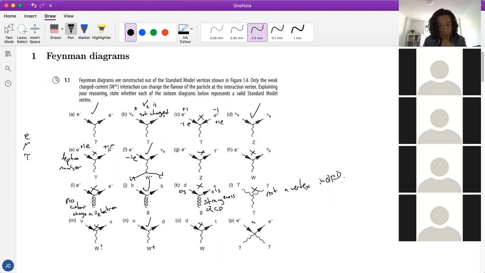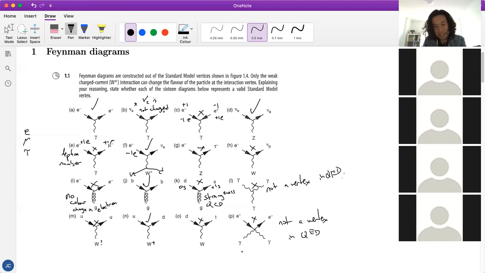Last one, no, because not a vertex in QED. And this 4-point interaction would technically be like this. Oops. So something in the middle like that. So if you had an electron, photon, and then a virtual electron as a propagator and an electron, photon. And remember last week we did the question where we said that if the mediator is extremely heavy, then this kind of approaches this 4-point interaction. But we know the mediator is not very heavy.